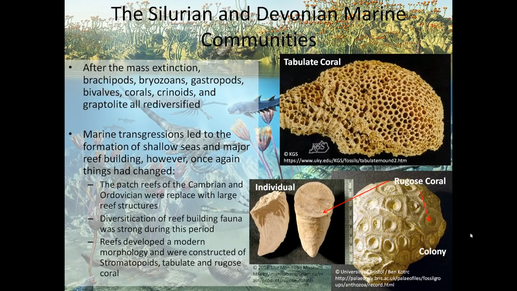So the reefs developed a modern morphology. They were constructed of stromatoporoids, which made their appearance in the Ordovician. Tabulate, you can see this is a tabulate coral here, and rugose corals, these horn corals down here. And the rugose corals especially become very, very dominant features of the Silurian and Devonian reef communities. Just like the archaeocyathids became the dominant species forming Cambrian reefs, as we move into the Silurian and Devonian, the rugose corals become very, very dominant in terms of the reef communities during that time period.